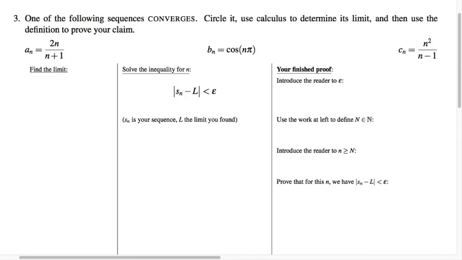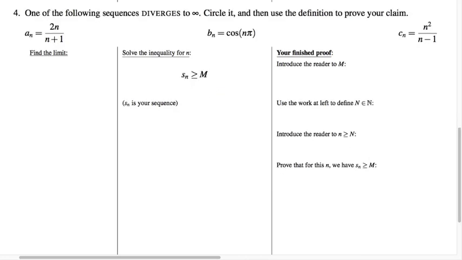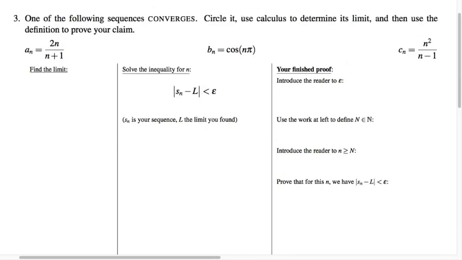In problem 3, you have to pick which one of these sequences is convergent. In problem 4, you have to pick which one of these sequences is divergent to infinity. So let's talk about that bit first, and then our real work in our next class is going to be working on going back and structuring these proofs.